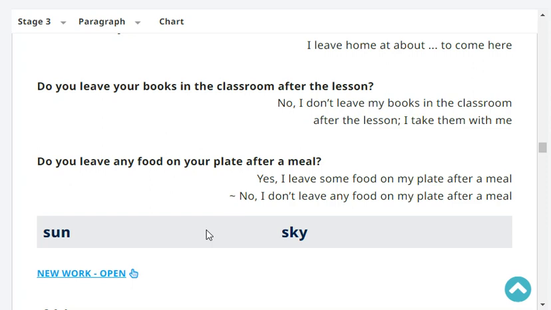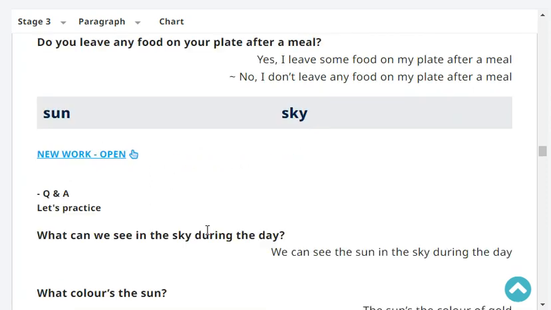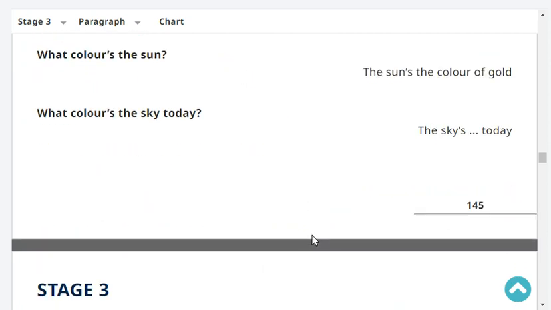Okay, next. What can we see in the sky during the day? We can see the sun in the sky during the day. Wait, what color is the sun? The sun's color is gold. The sun is the color of gold. Very good.